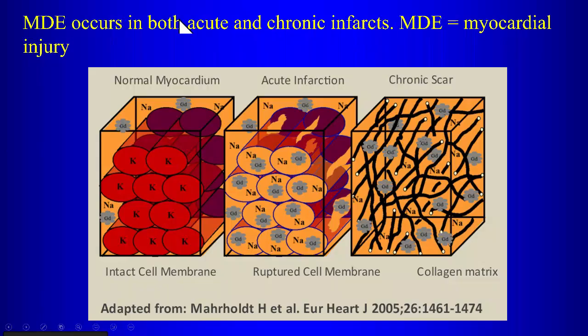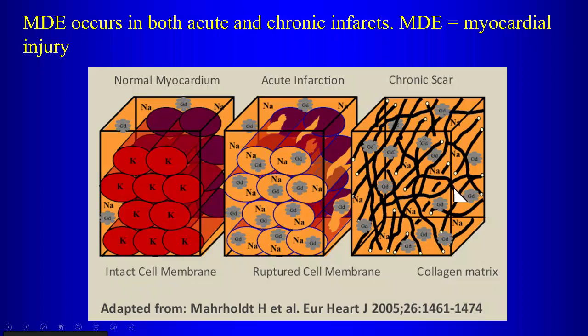Now, myocardial delayed enhancement indicates abnormal myocardium. So if the myocardium is bright on your delayed enhancement sequences, it is abnormal. That can occur whether you have acute or chronic infarcts. All right? With an acute infarct, what happens is you have ruptured cell membranes, so the gadolinium will leak out into the interstitium. So the gadolinium will collect there and will appear bright. So even in acute infarct, it will show up bright.